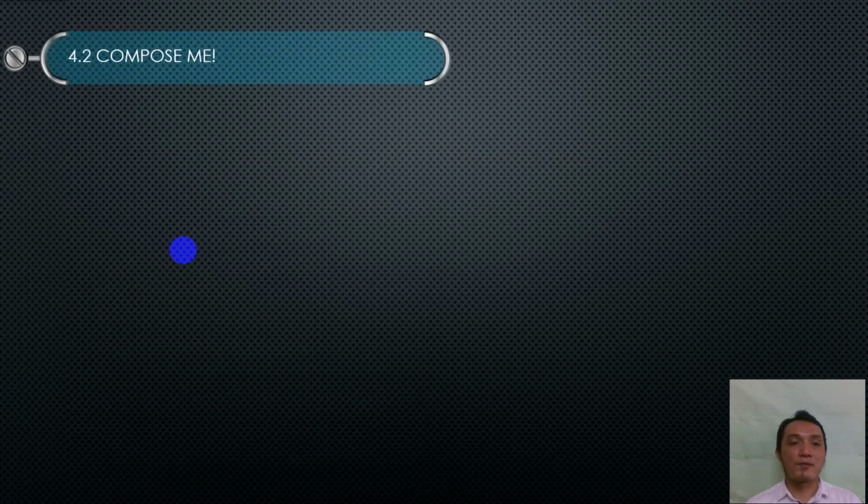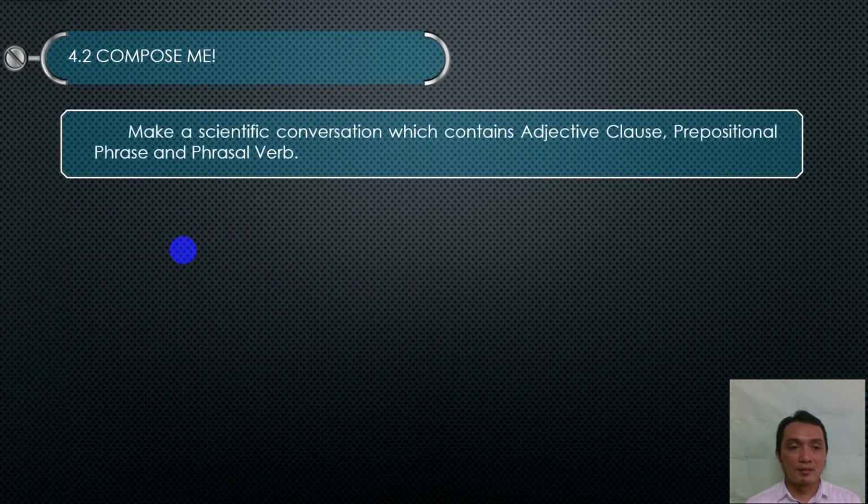The next is 4.2. Compose a scientific conversation that contains adjective clause, prepositional phrase, and phrasal verb. I ask you to make sentences containing adjective clauses, or maybe you divide them: adjective clause 3 or 4 sentences, prepositional phrase 3 sentences, and phrasal verb 3 sentences. So there are 10 sentences that consist of adjective clause, prepositional phrase, and phrasal verb.